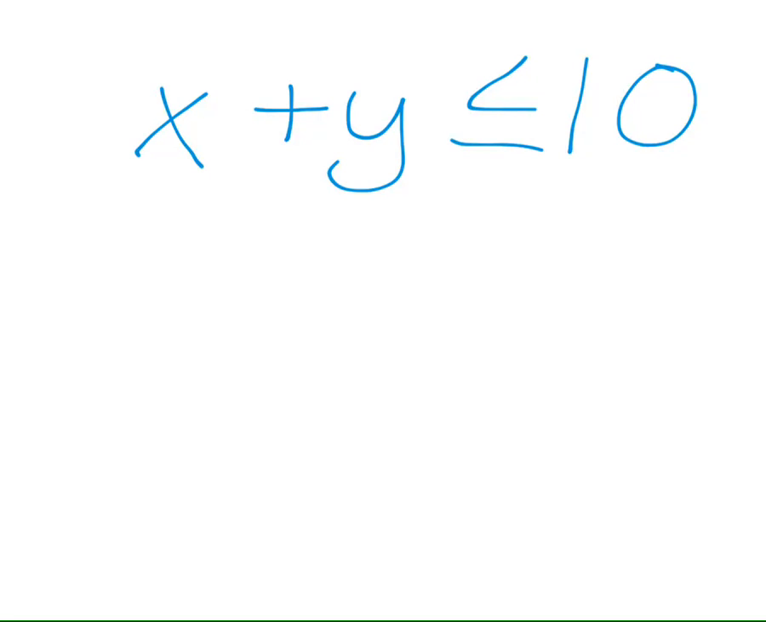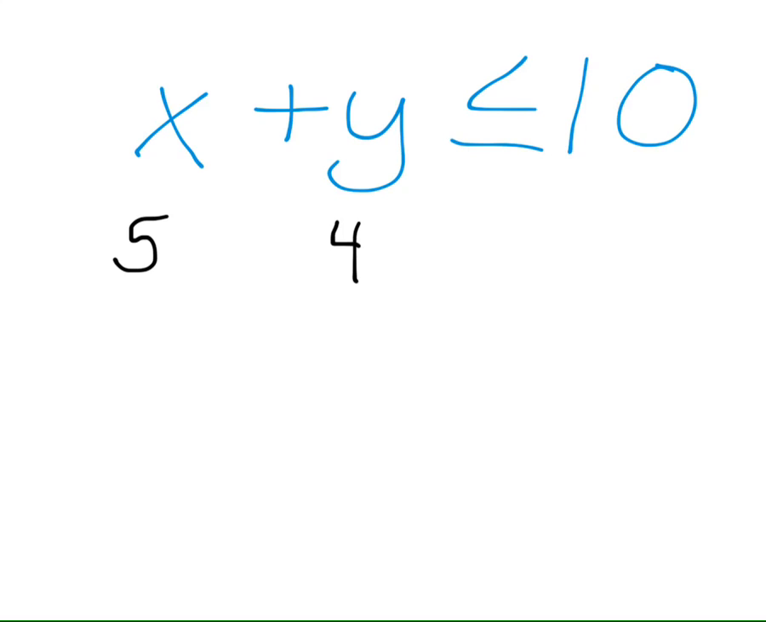I gave you this inequality in two variables: x plus y is less than or equal to 10. Give me one solution for x and y here that would make this true. Now there's an infinite amount of solutions. What's one of them? 5 and 4. I'd go with 5 and 4, right? Because that'd be 9, and 9 is less than or equal to 10, right?